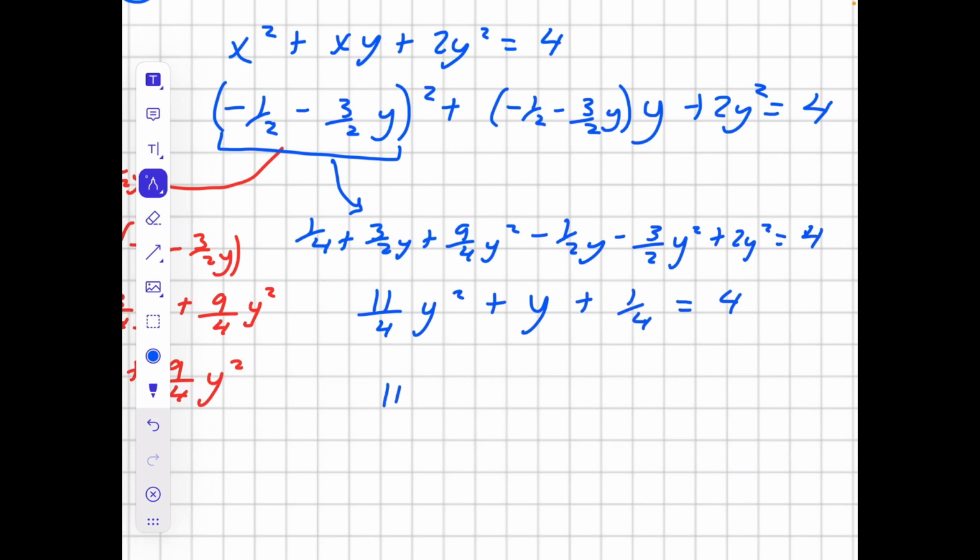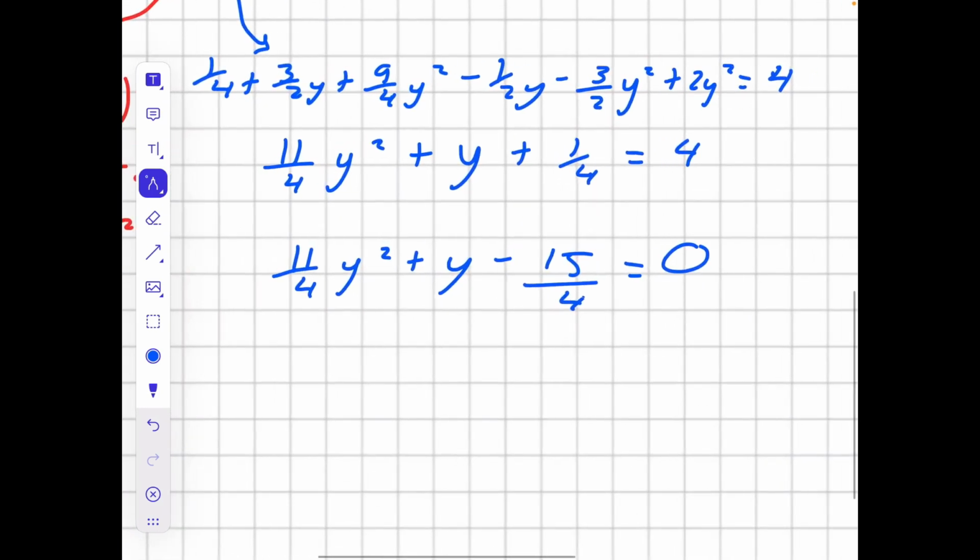For a quadratic, we need everything at the same side of the equal to sign. So it'll be 11 over 4 y squared plus y, 1 over 4 minus 4. I'll bring over that 4, it'll be minus 15 over 4 is equal to 0.